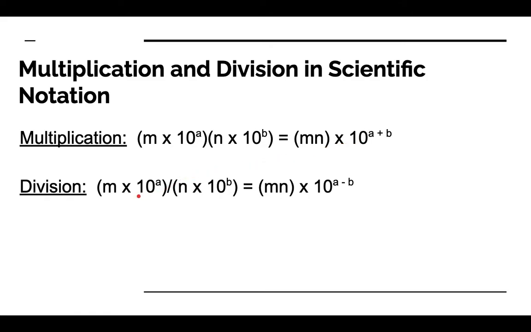Now with division, it follows a similar logic, except now we're going to divide the mantissas, so it should be m divided by n right here. It says multiplied, but it's m divided by n. And then we multiply by 10 to the a minus b. So now when we divide, that results in the exponents being subtracted.